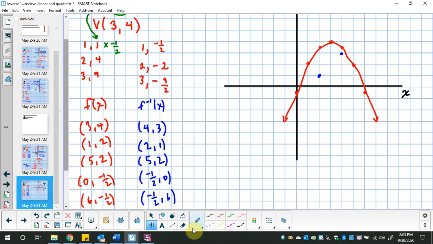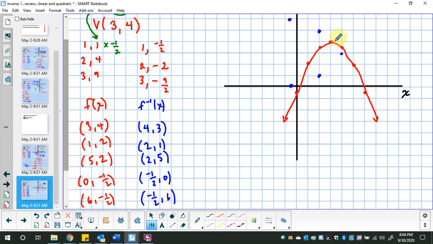Did you see my mistake? Oh my goodness. I can't talk and do this at the same time. I didn't actually flip them around. Whew, glad I caught that. 1, 2, 1, 2, 3, 4, 1, 2, 3, 4, 5. Negative a half, 0. Negative a half, 1, 2, 3, 4, 5, 6. Wow, I'm being careless tonight.